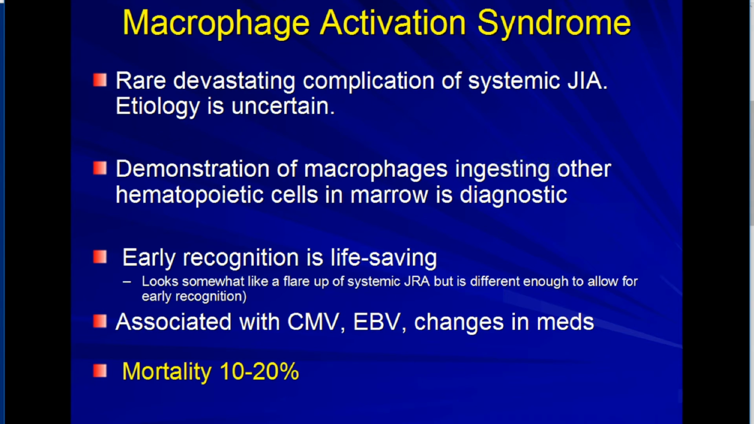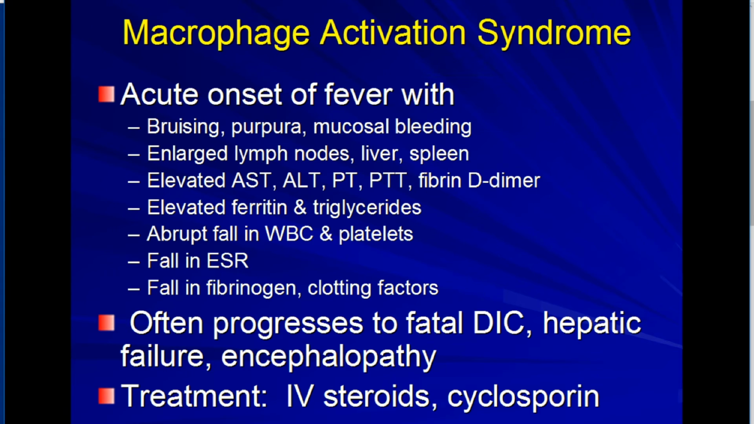So now macrophage activation syndrome, which you may not have heard of before, is a devastating complication of systemic JIA. Basically the way you can diagnose it is macrophages are ingesting other hematopoietic cells in the marrow on bone marrow biopsy, and it's associated with cytomegalovirus and Epstein-Barr virus. It has a 10 to 20% mortality rate. So this is an emergency.